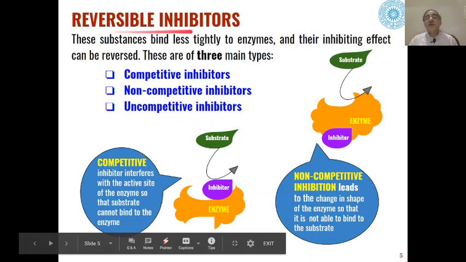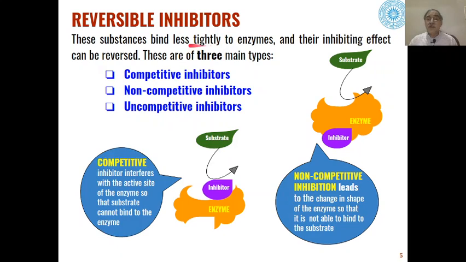Then there are reversible inhibitors. These substances bind less tightly to the enzymes, and in some conditions they can be removed from these enzymes. So these are called reversible inhibitors. And the reversible inhibitors can be of three types: competitive inhibitors, non-competitive inhibitors, and uncompetitive inhibitors.